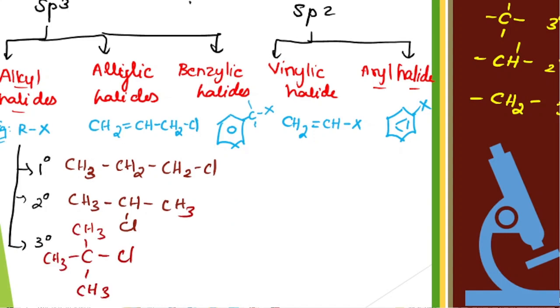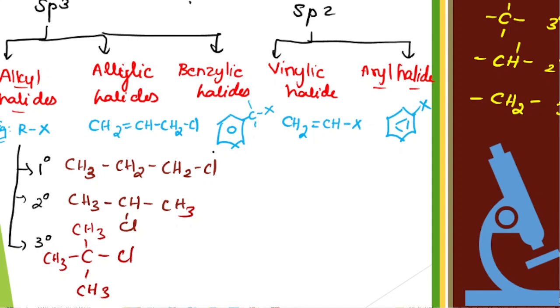Now moving on to aryl halide. So as I said, aryl halide is also having primary, secondary and tertiary divisions. Okay, now let us see the examples of each and every thing. Okay, so how the primary will be classified? Primary will have the benzene ring.